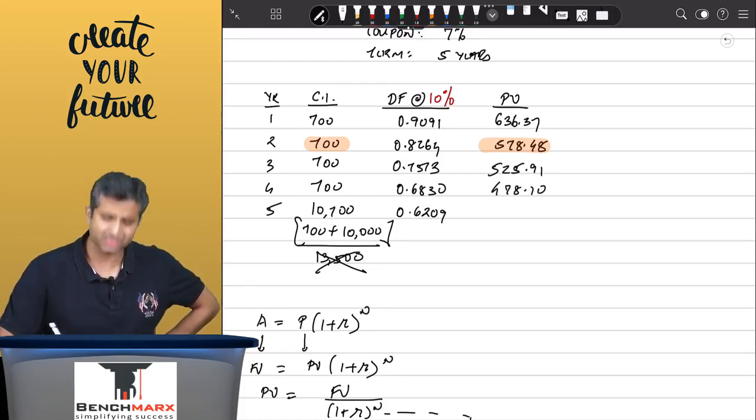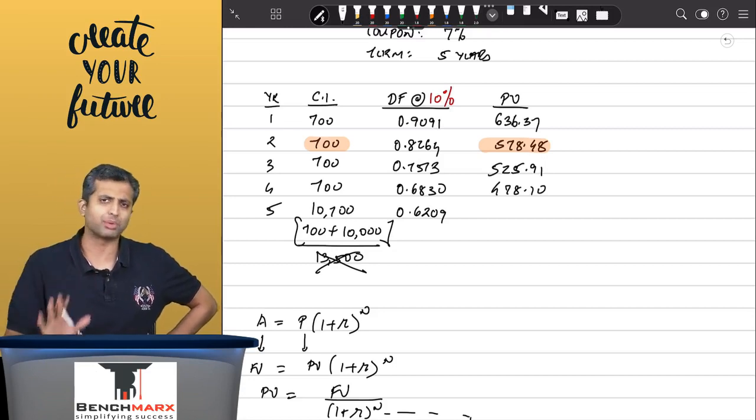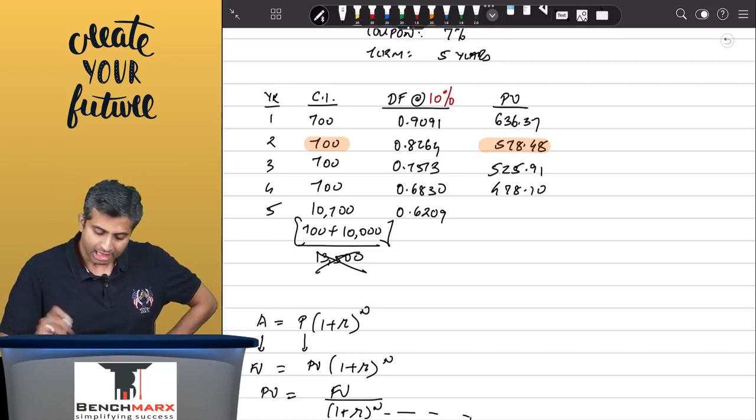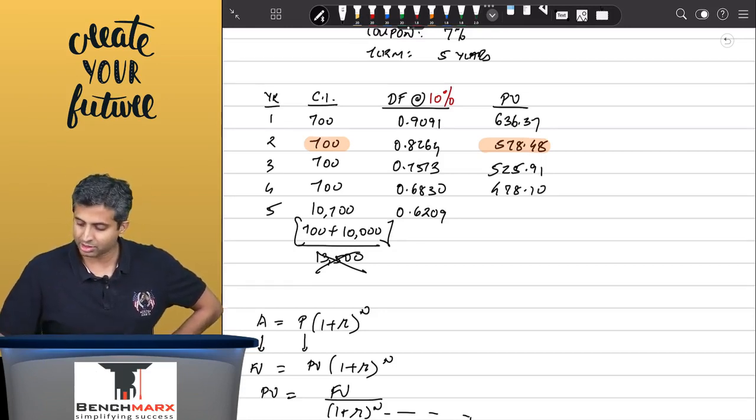Even if you don't write the decimals, I mean, preferably rupee value you keep up to 2 decimals, but even if you don't write it, it is fine, because at the end of the day, everything is going in the memory. So when you press M plus, everything goes into the memory. So this is 10,700 into 0.6209.